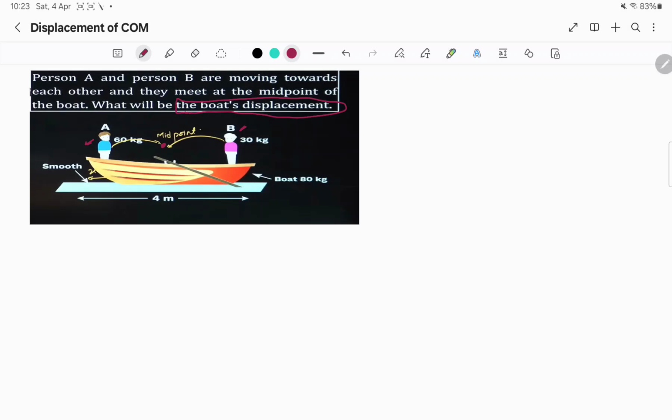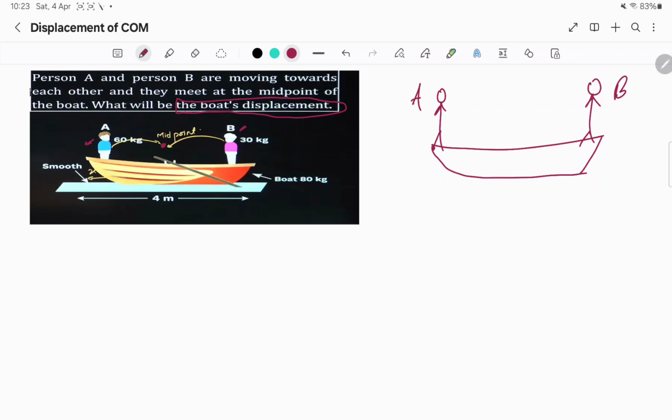First of all, what we can say is we can take this boat and both the persons as a system, the whole thing as a system. This is the boat, there are two persons, this is A, this is B. We can take this as a whole, as a system.